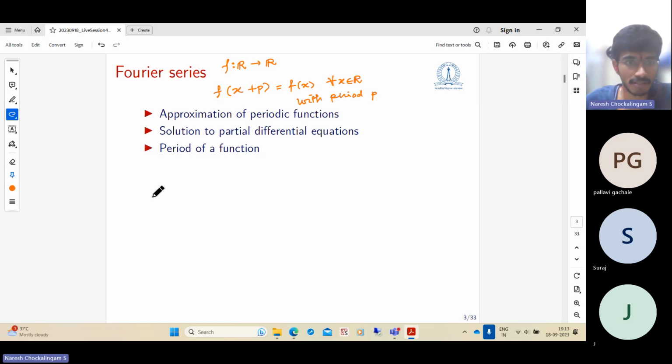So standard examples: sine of x is equal to sine of x plus 2 pi. So what is the period of this? p is equal to 2 pi. This holds for all real numbers.